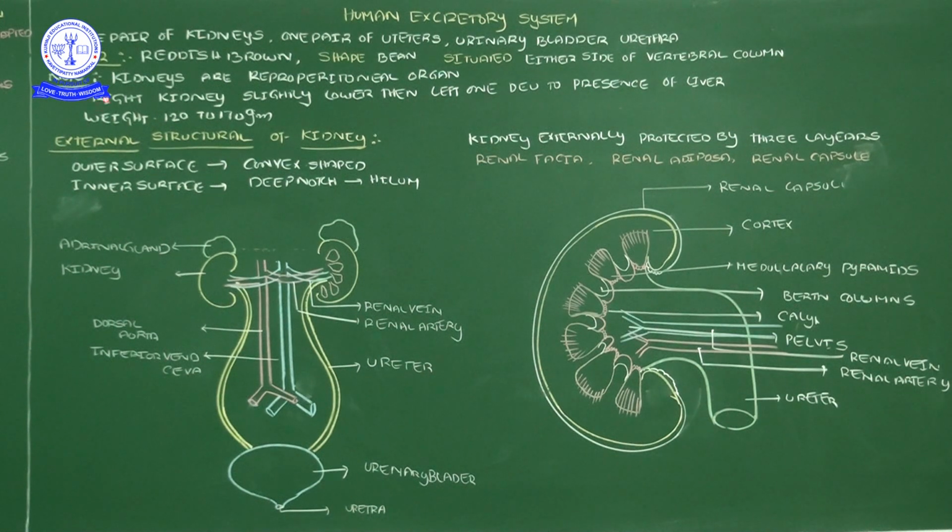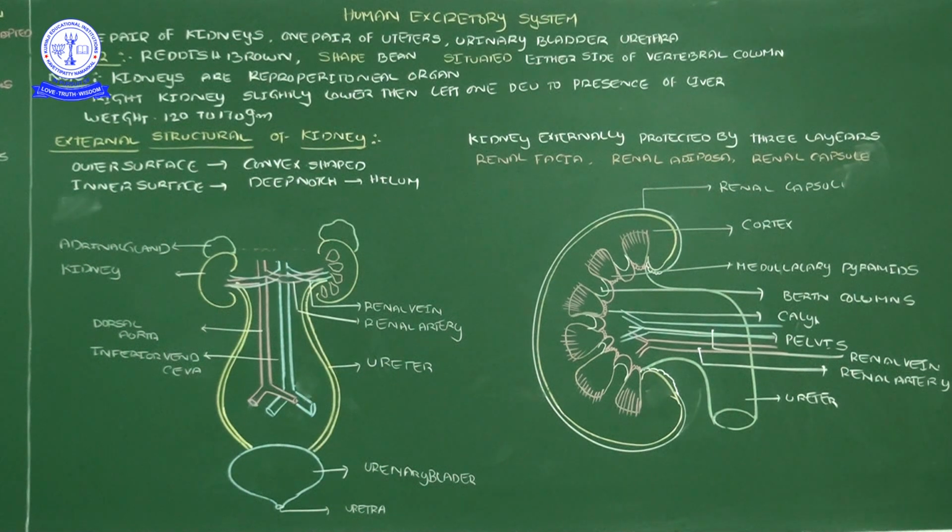Then the arrangement: the right kidney is slightly lower than the left kidney. In our body, the right kidney is located slightly lower than the left kidney. The left kidney is located somewhat higher, and the right kidney somewhat lower, because on our right side in the abdominal region we have the liver.